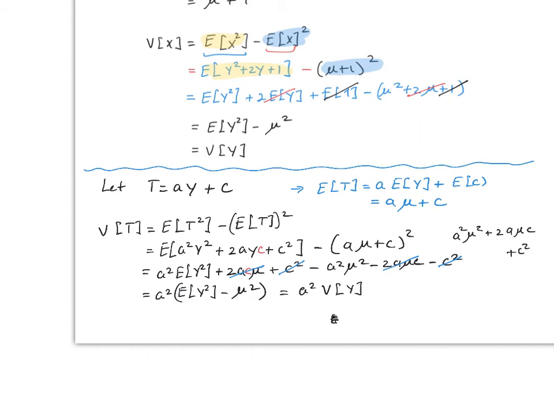Okay. So again, this is going to be a very useful result. The variance of this is just the square of this times the variance of that, and the constant doesn't matter, which makes sense. Variance means how things are changing, so a constant doesn't change, so this should be 0. That's why there's no c here.